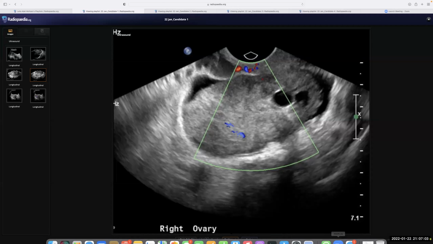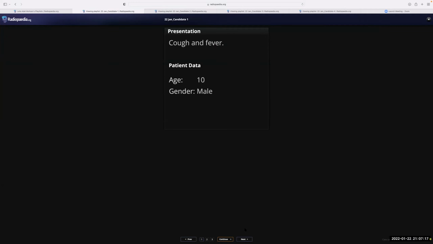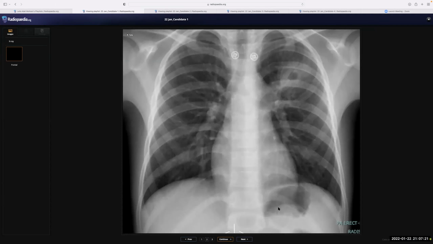So, next case. A 10-year-old male with cough and fever. This is the frontal chest radiograph of a 10-year-old male presenting with cough and fever. The striking abnormality is in the left upper lobe. There is a cavitating lesion in the left lung upper zone, showing associated perilesional thickening, and the left hilum is mildly prominent. Otherwise, the rest of the lungs are clear. I don't see any obvious bony abnormality.